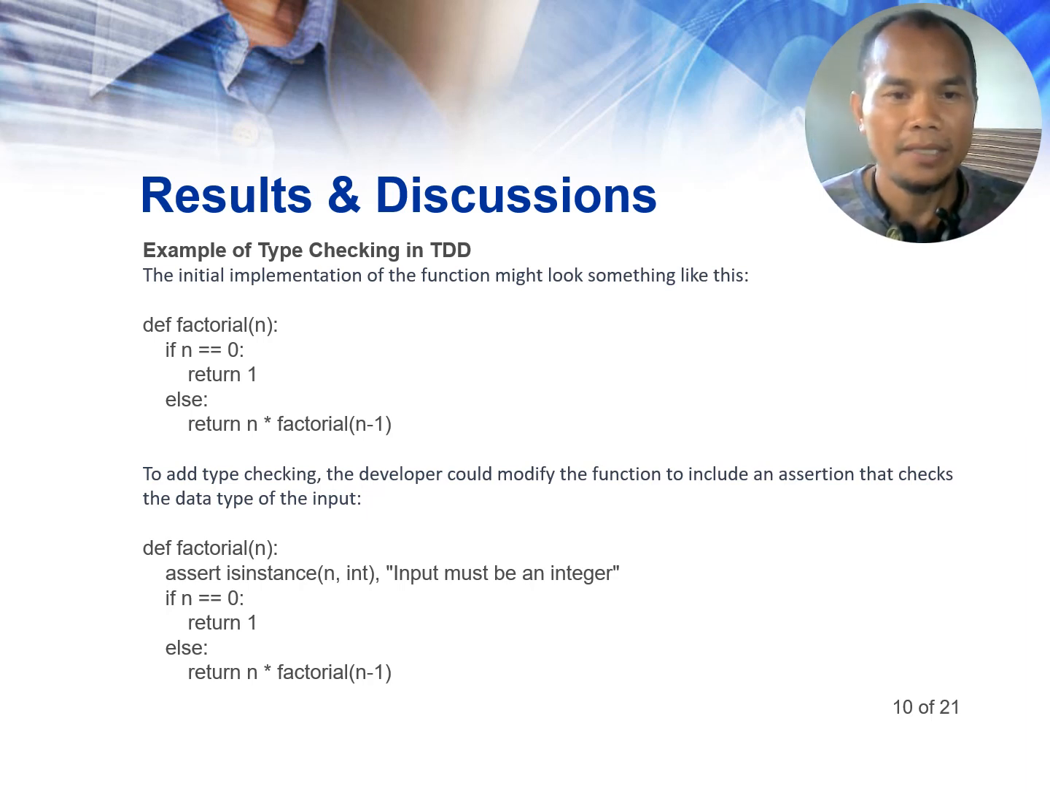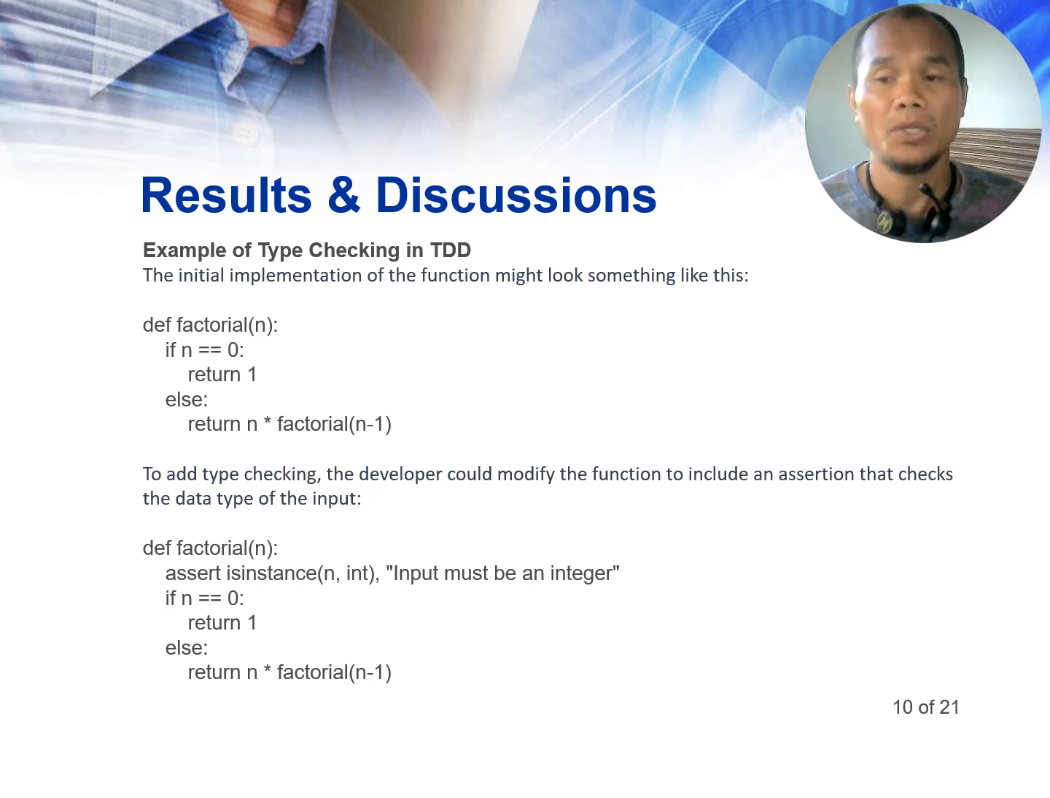The next one is type checking. Type checking in test-driven development involves checking that a function or method returns the expected data type or raises an error if the input data is not of the expected type. Here's an example. Suppose a developer is working on a function that calculates the factorial of a number. The input to the function is expected to be an integer. So the initial implementation of the function might look something like this one.